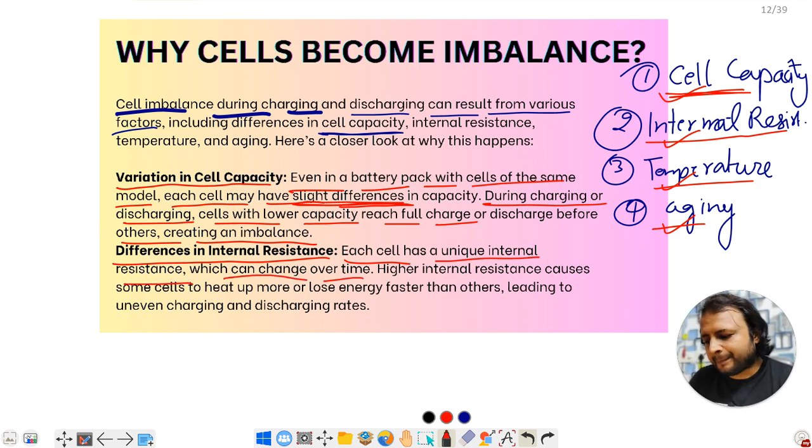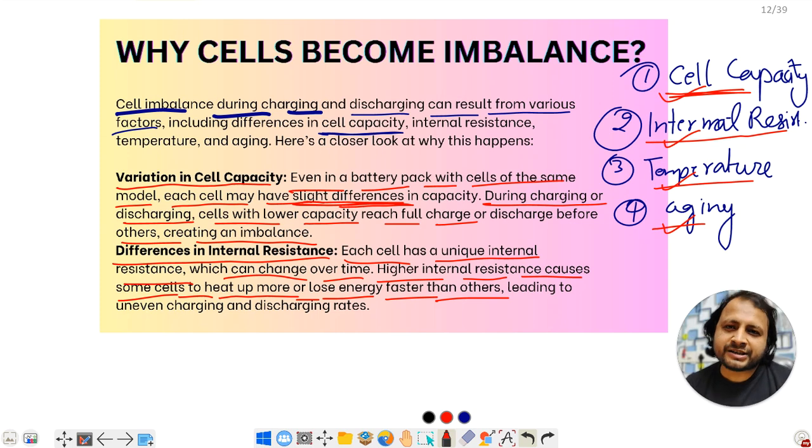time. और मेनी फैक्टर्स हैं इंटरनल रेजिस्टेंस चेंज होने का, जैसे टेम्परेचर हो गया, वोल्टेज हो गया, तो ये वेरी करता है. तो इंटरनल रेजिस्टेंस भी चेंज हो जाता है. इवन मटेरियल्स पे भी चेंज हो जाता है. Higher internal resistance causes some cells to heat up more and lose energy faster than others, leading to the uneven charging and discharging time. So that is again a reason for imbalancing.